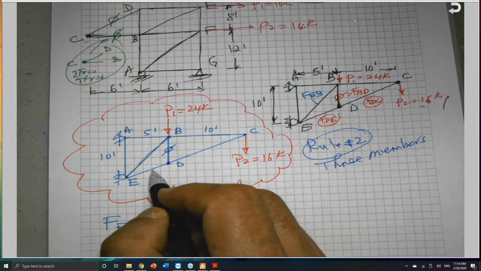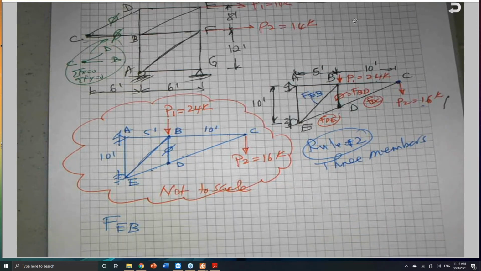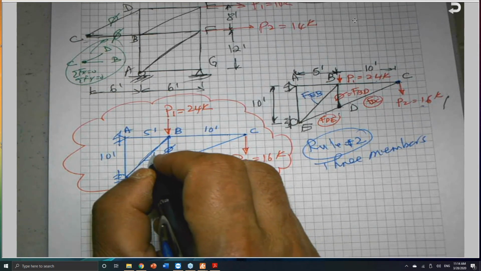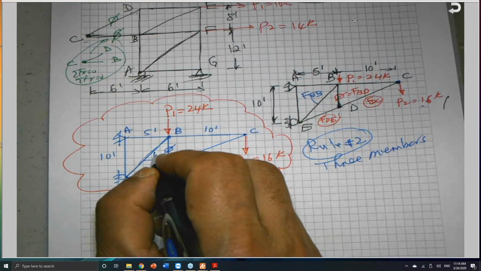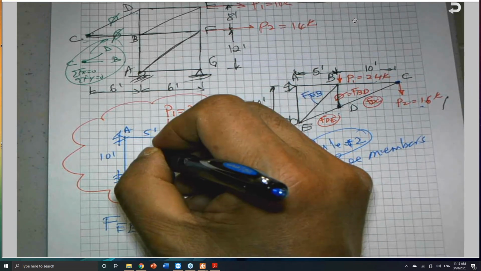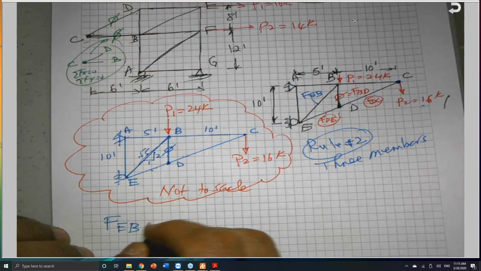3 members forming a joint, 2 of which are collinear. The third member is 0 as long as there is no support or no load at this joint. So I know the slope of this one here, it is 2 to 1, because this is 5 and this is 10. So this is the square root of 5. And I will leave this to you when we meet next time, to find the force in this member here.